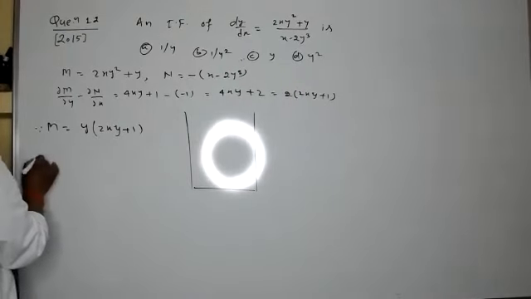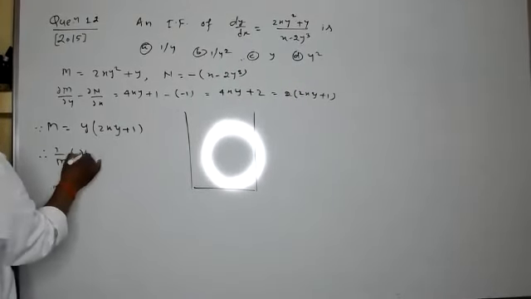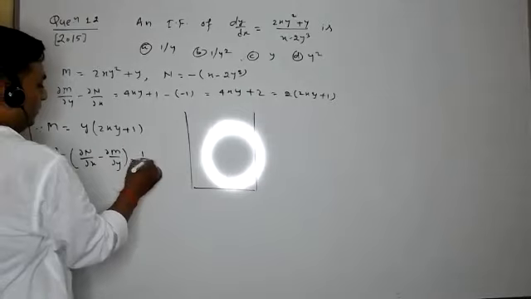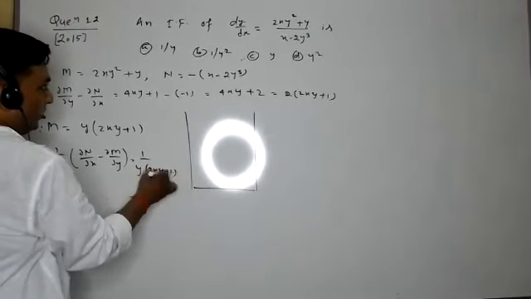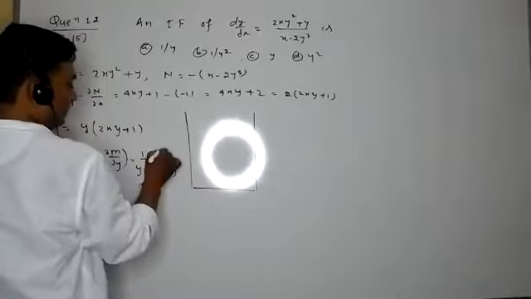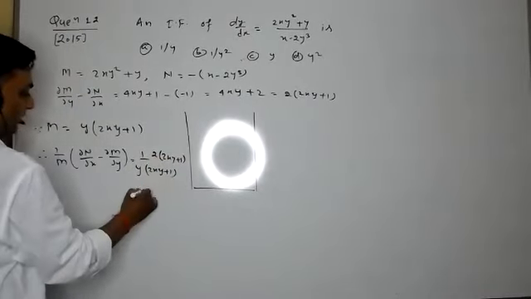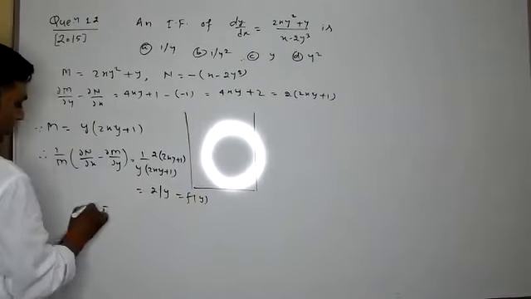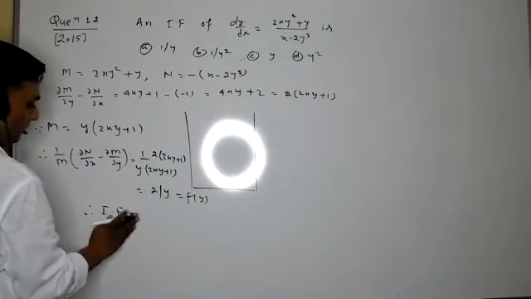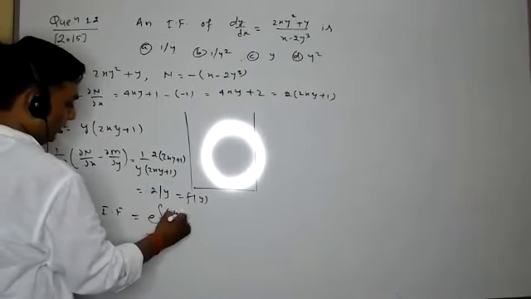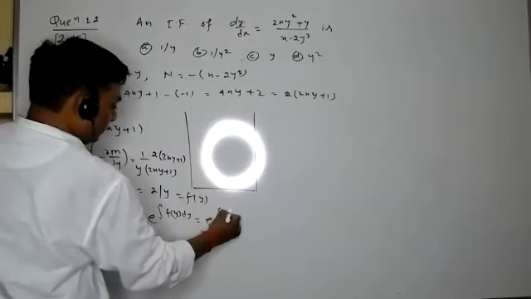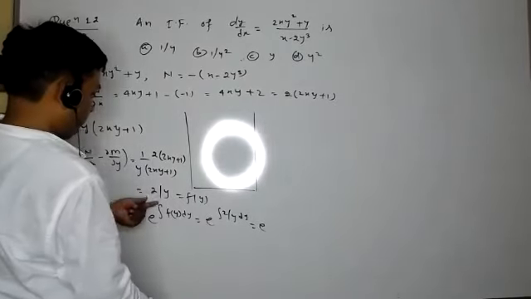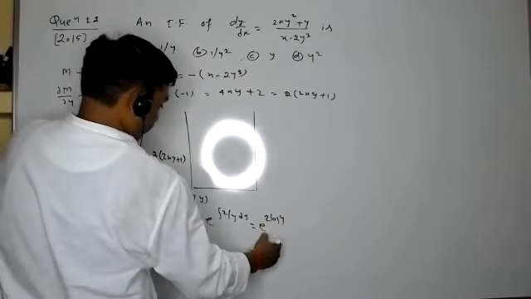So by what fraction do we have to divide? 1 upon M times (∂N/∂x minus ∂M/∂y) must equal 1 upon y into (2xy plus 1), and the fraction is 2(2xy plus 1). So that got cancelled. It comes out to be 2 upon y, which is a function of y. So what is the integrating factor, dear fellows? e raised to the power ∫f(y)dy, and that comes out as ∫2 upon y dy, right? So that is 2 log y. Fair?